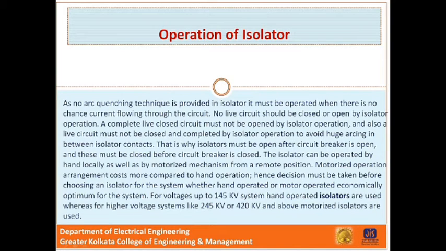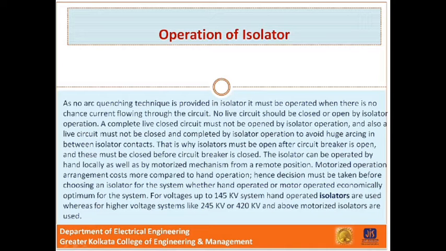Next is the operation of an electrical isolator. As no arc quenching technique is provided in an isolator, it must be operated when there is no chance of current flowing through the circuit. No live circuit should be closed or opened by isolator operation. A completely live closed circuit must not be opened by isolator operation, and a live circuit must not be closed and completed by isolator operation, to avoid huge arcing between isolator contacts. That is why the isolator must be opened after the circuit breaker is open, and it must be closed before the circuit breaker is closed.